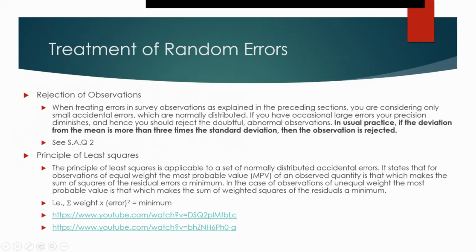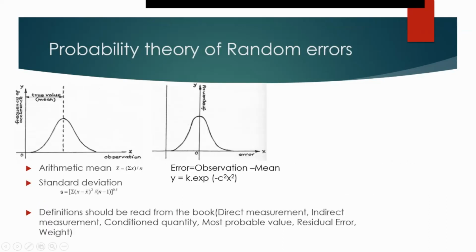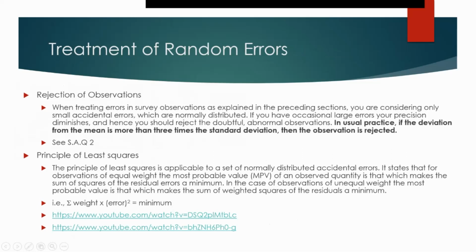Now in this case, you can find the standard deviation for each graph. If the deviation is 3 times more than the standard deviation, then such readings are omitted in the calculations. So you can work out this SAQ2, that is not that difficult. Then I will talk about principles of least squares.